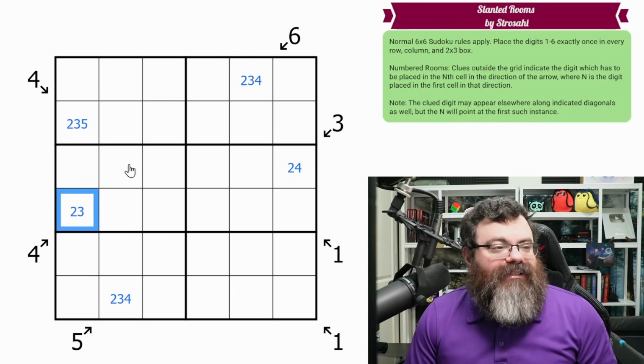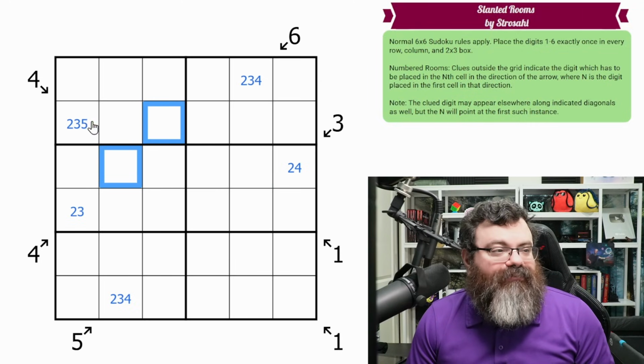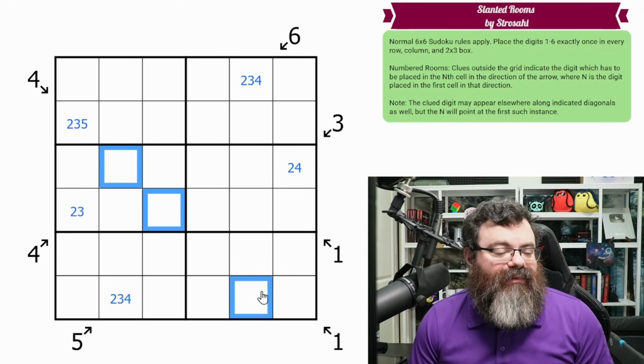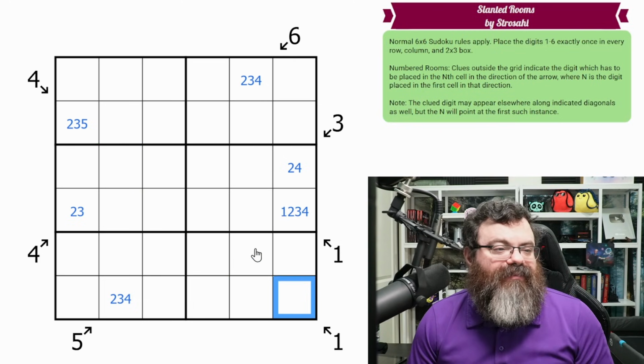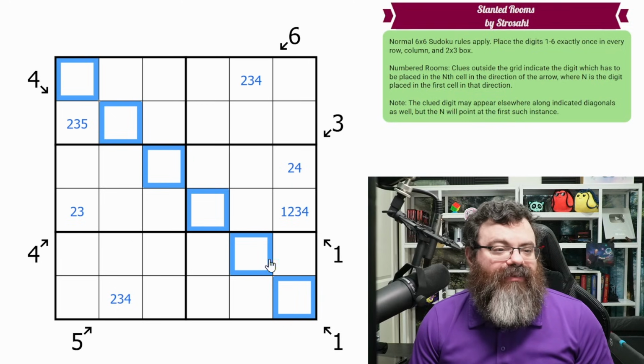Now, that means that there's a 4 here or here. There's also a 4 here, here, or here. How many does this point at? 1, 2, 3, 4. So this is just 1, 2, 3, 4. I think this can be up to 6. So we don't know what's going on with this one.